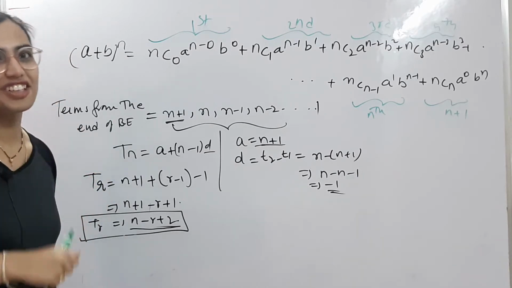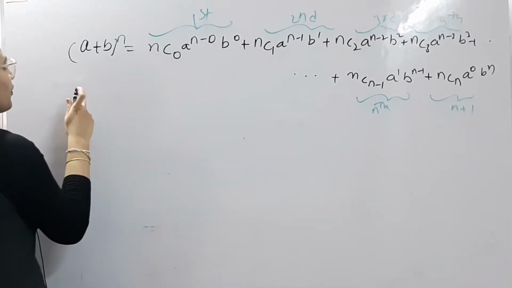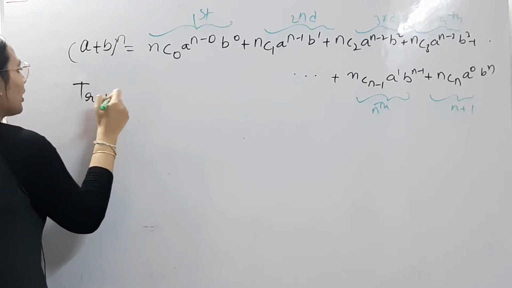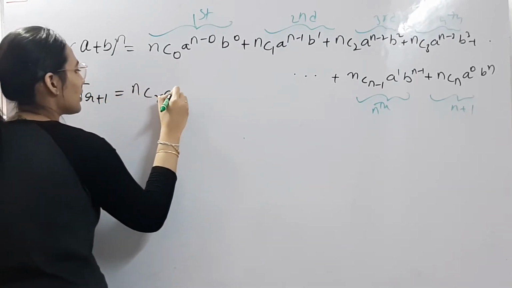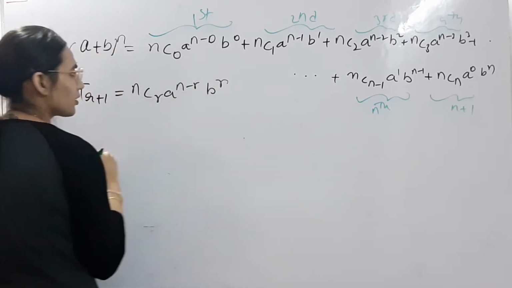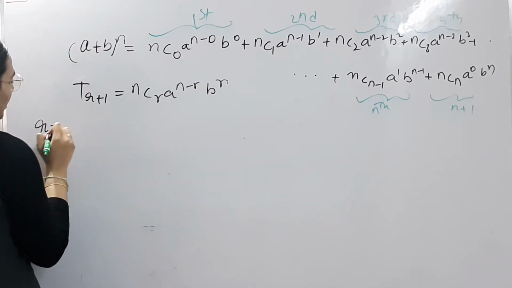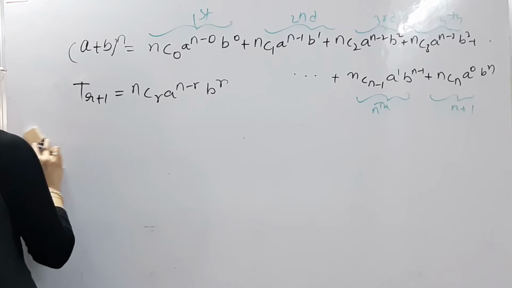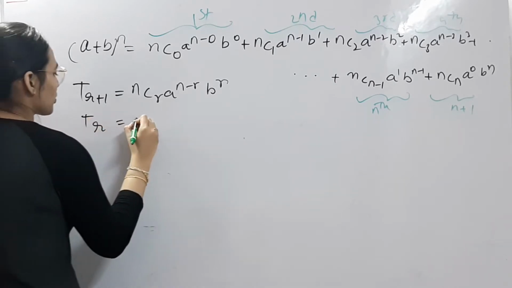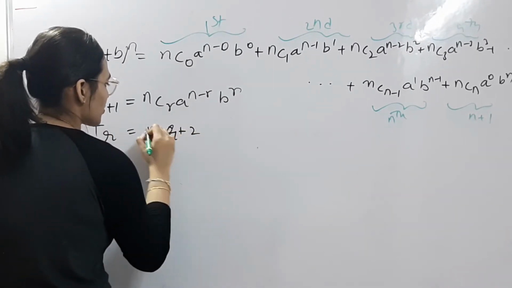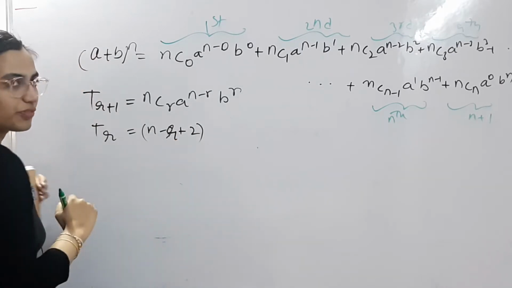We use a general term formula. That is, we know for a fact that T(r+1) is equal to nCr a^(n-r) b^r. Right. And here we know that T_r directly is equal to the (n minus r plus 2)th term. Right, this is the rth term from the end.